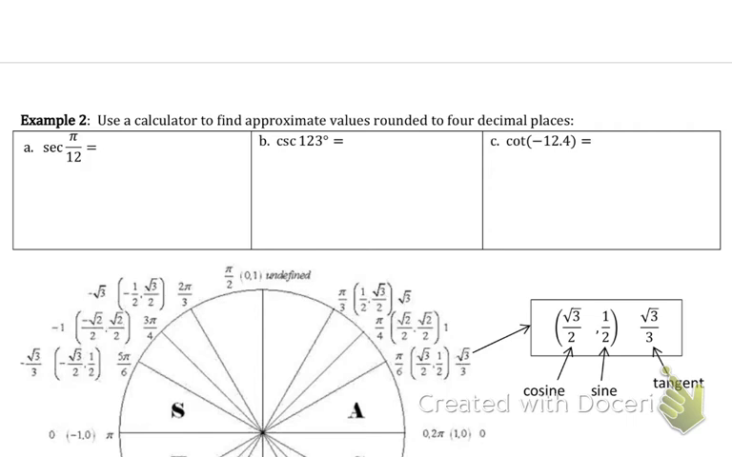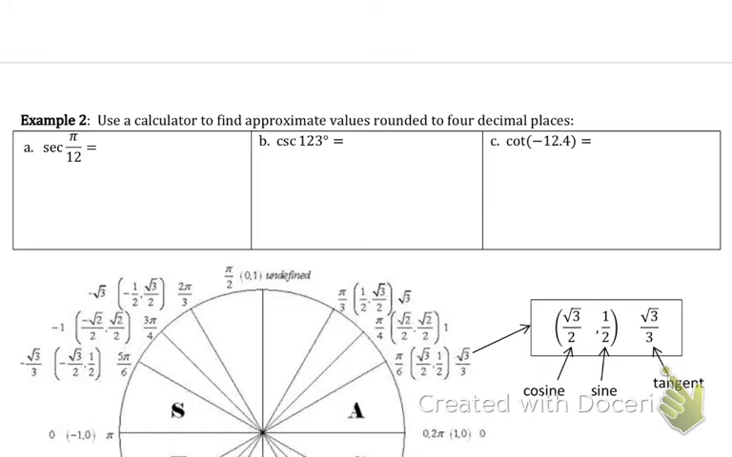The second thing I want to talk about is how to use your calculator to approximate values. So if we could go ahead and take out our calculators. Wait, can't your calculator do this? It can't give you square root of 2 over 2. It'll give you a decimal approximation.